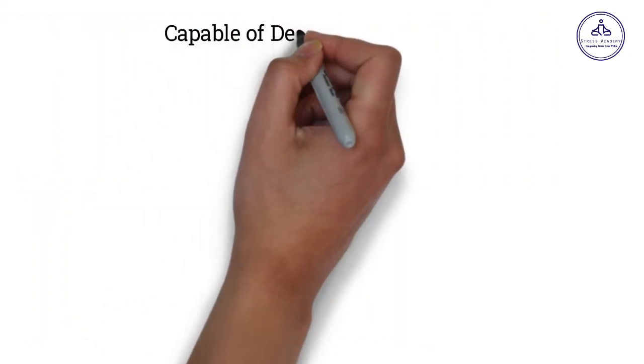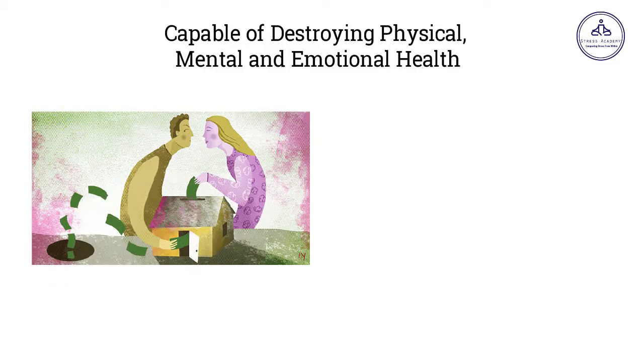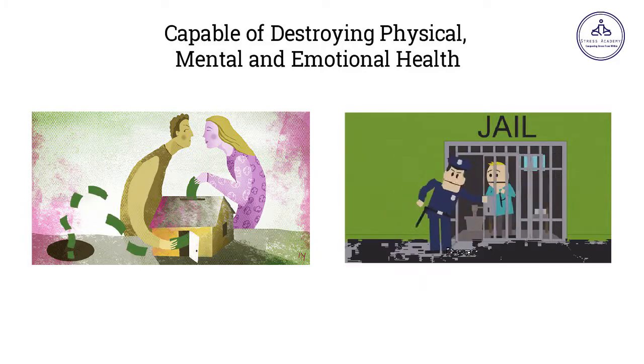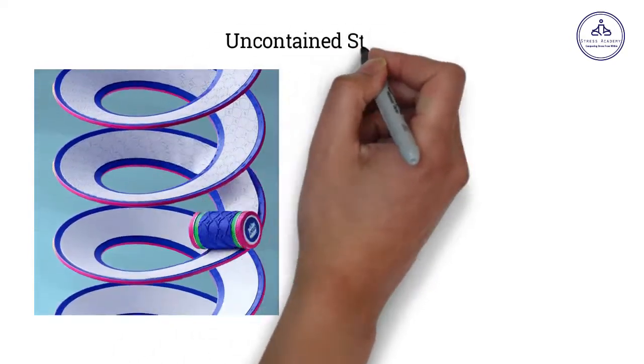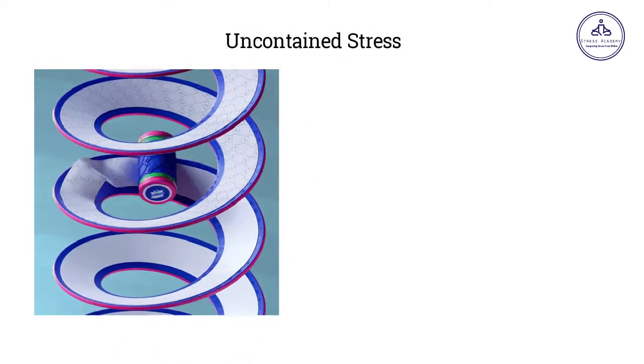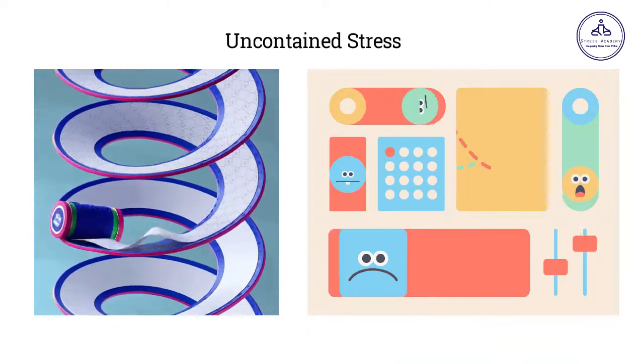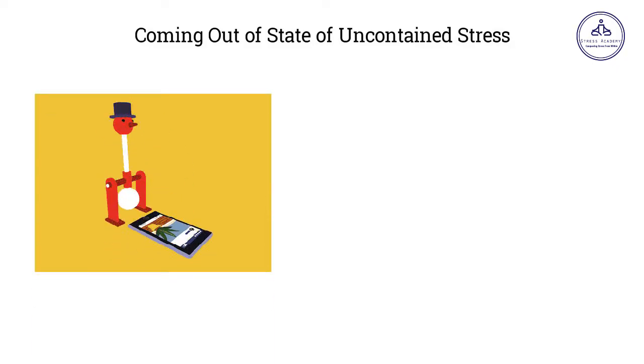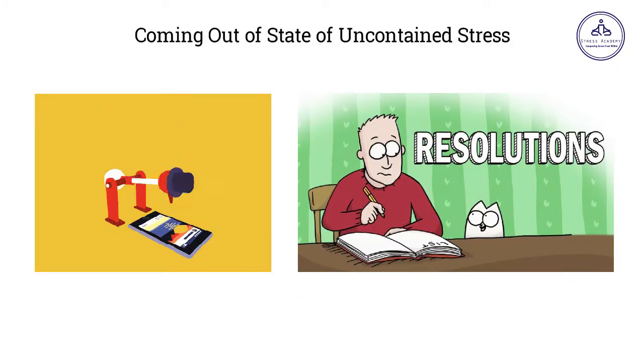Do you agree that these behaviors are capable of destroying our physical, mental, and emotional health while ruining us socially and financially? Often, they can also land us in legal trouble. These behaviors represent an inescapable spiral of stress. Therefore, we call this stage uncontained stress. In future videos, we will discuss ways to contain self-destructive behaviors through a series of de-addiction and behavioral resolution techniques. Using these techniques, we can reach the stage of contained stress.